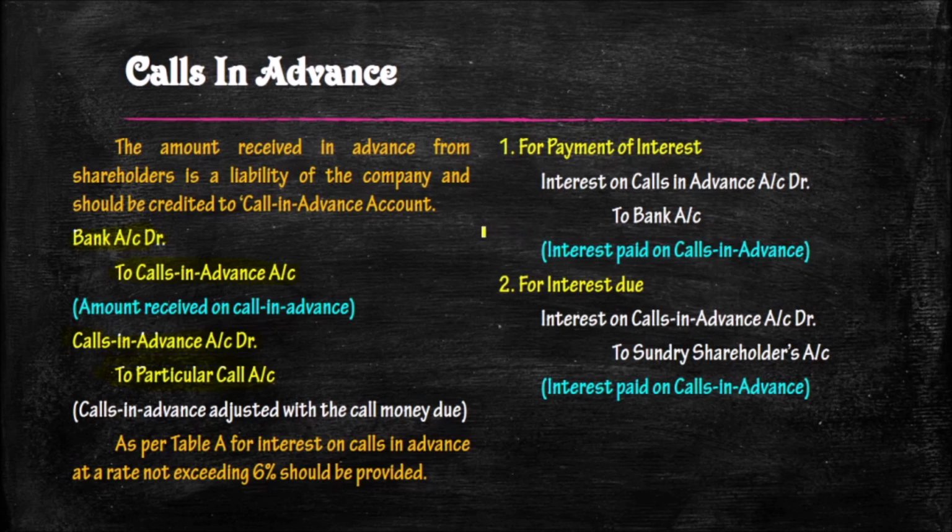Sometimes the company will charge interest. So the company will pay interest for advance receiving of the call money. At that time the entry will be interest on calls in advance account debtor to bank. And if the amount is due, the entry is interest on calls in advance account debtor to sundry shareholders. But this entry is for the payment of that money.